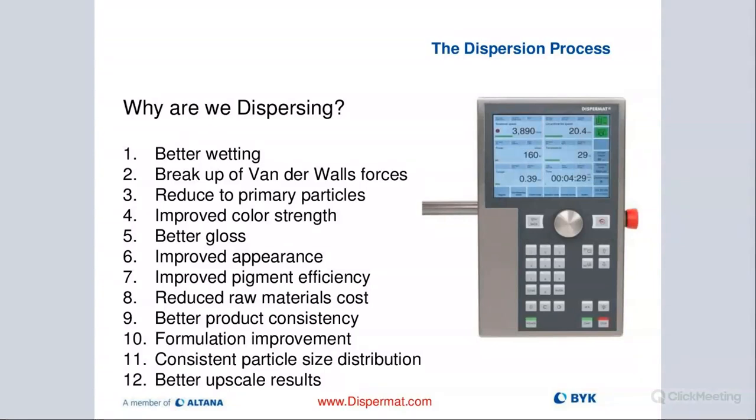But the real winner here is the improved pigment efficiency. By reducing particle size, we're able to help save a customer money by using less pigment in a formulation, really saving dollars by properly dispersing and then milling back to primary particle size, which will then also give us better product consistency. The formulation is definitely improved as a result of that, and we'll have a more consistent particle size distribution, and that will also give us really good upscale results as a result of doing a good job when we're dispersing.